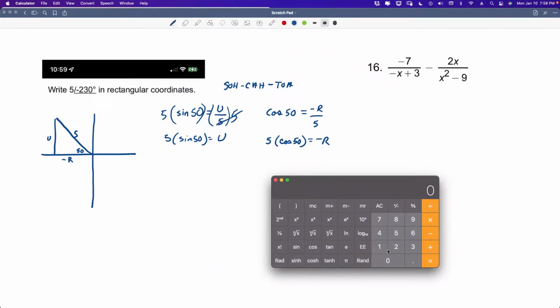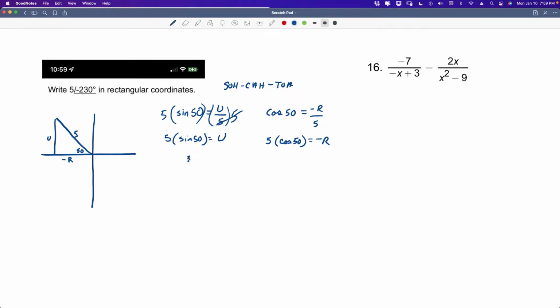So we get 50 sine times 5 equals 3.83. I'm going to stop it right there. So 3.83 u. All right, so now let's do this one.